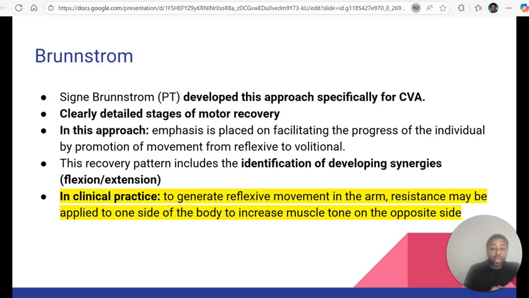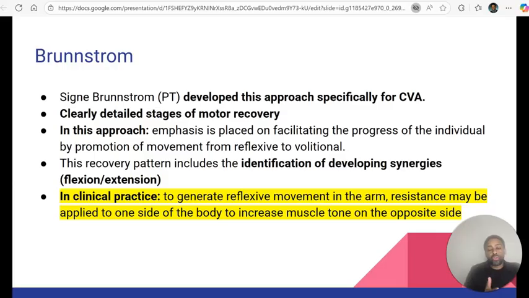Brunnstrom is another kind of motor learning theory, developed by a PT. This was specifically developed for people post CVA.